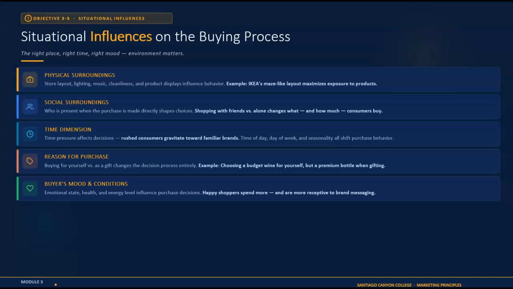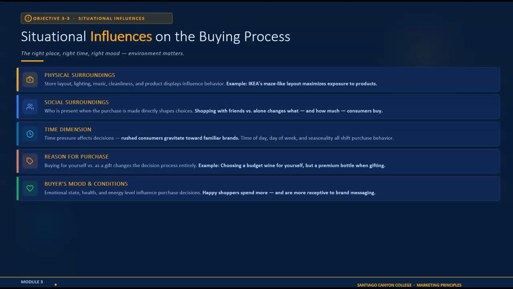Situational influences on the buying process. The right place, right time, right mood, environment matters. So this includes your physical surroundings: the store layout, lighting, music, cleanliness, and product displays influence behavior. For example, IKEA's maze-like layout maximizes exposure for products. Social surroundings: who is present when the purchase is made directly shapes choices. Shopping with friends versus alone changes what and how much consumers buy.